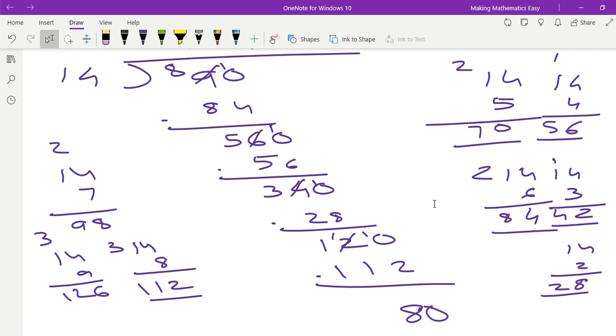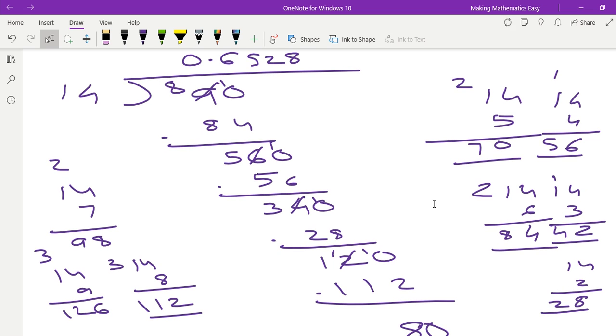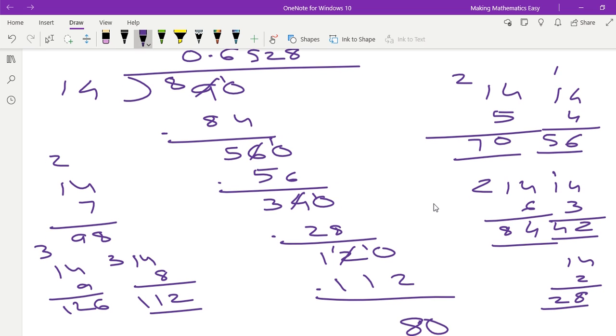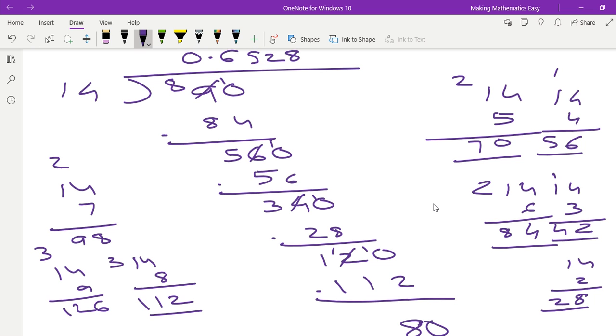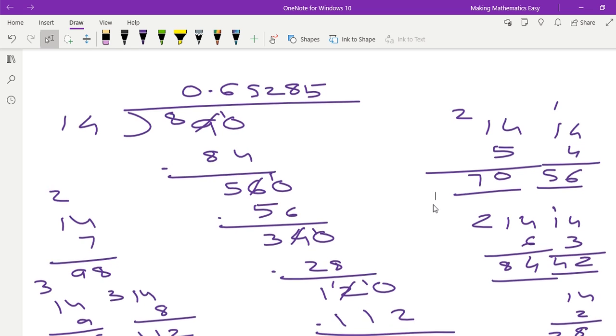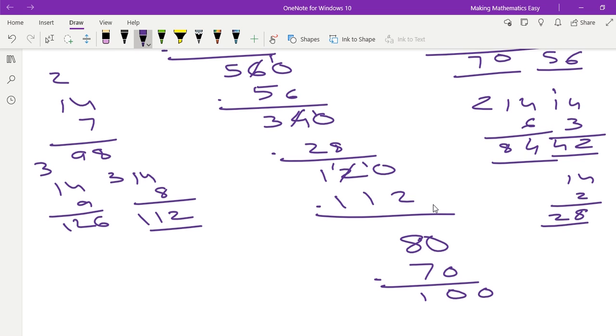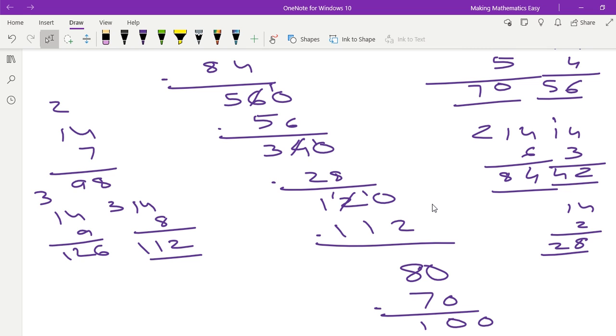We have used 0. Now we need to see. 5 7s are 70. How much is 6 7s? 6 7s are 84. So we cannot use 6 7s, so we need to use 5 7s. So we can use 5 over here, which is 70. So this will be 0, this will be 1, and again 0 we can use. So which would be 7 14s are 98.